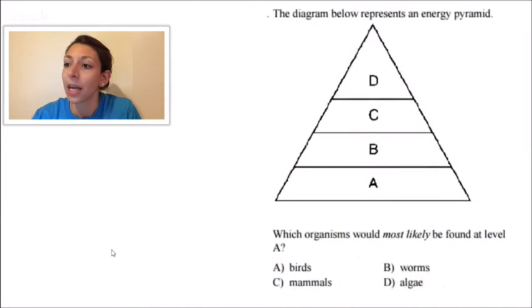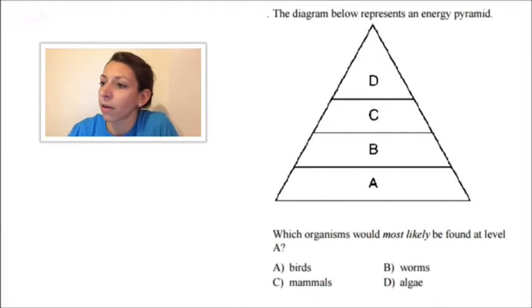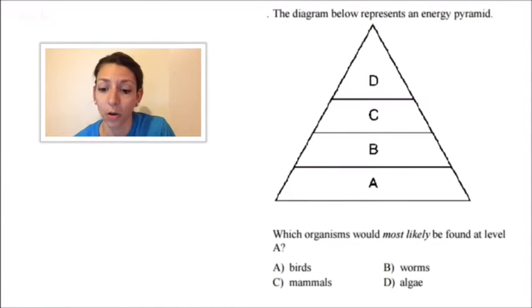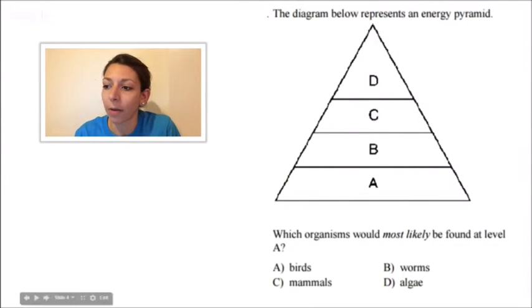All right, moving on. Here we have a trophic pyramid or an energy pyramid. The diagram below represents an energy pyramid. Which organisms would most likely be found at level A? So we have our different types of organisms. They're not telling us what they are, but we have to guess. And if we remember, at the bottom of the pyramid, we have our producers. So these are organisms that generally are going to take sunlight energy and through photosynthesis convert it into the food that they need, their glucose.